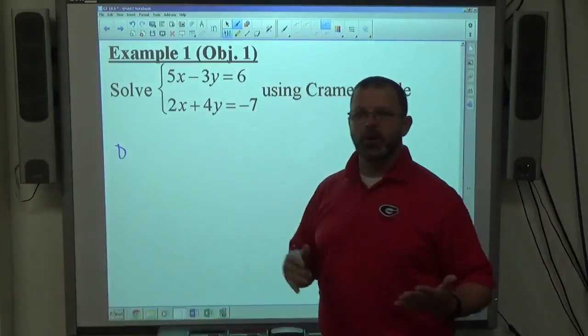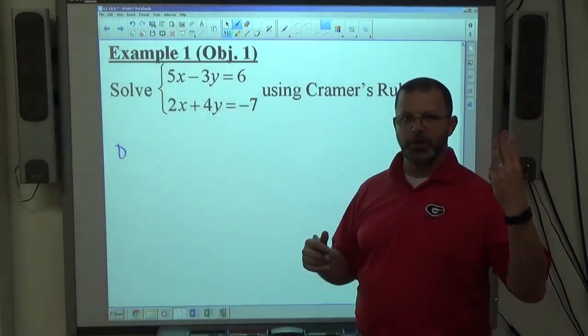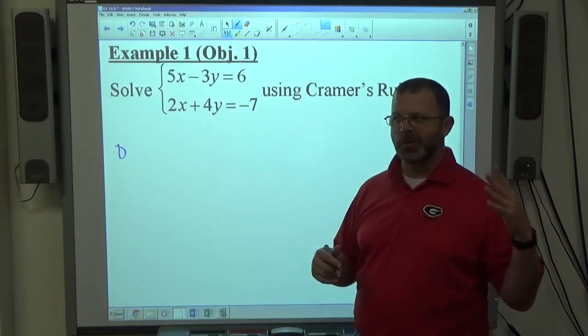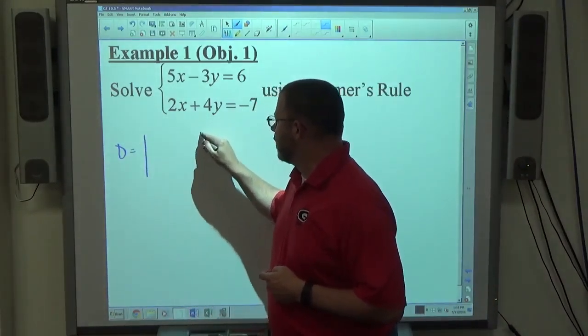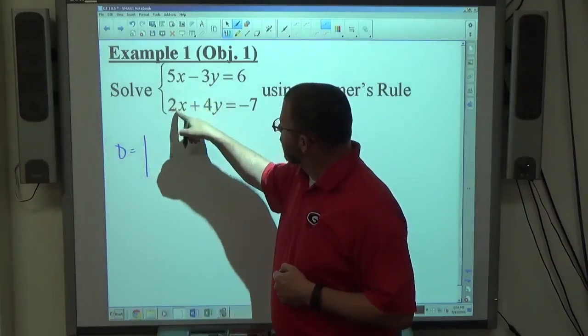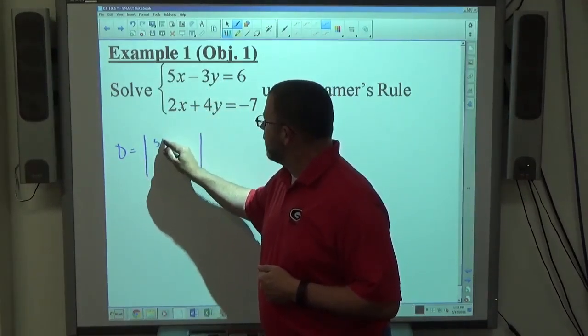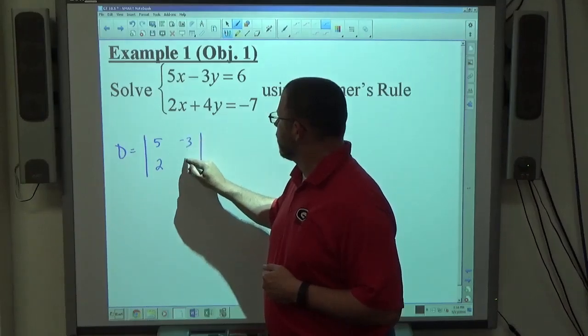You always create one more determinant than the number of variables. So 2 variables, 3 determinants; 3 variables, 4; 4 variables, 5; and so on. First, we want to get the coefficient determinant, which is just the x's and the y's. So 5, 2 is the x column, and negative 3, 4 is the y column.